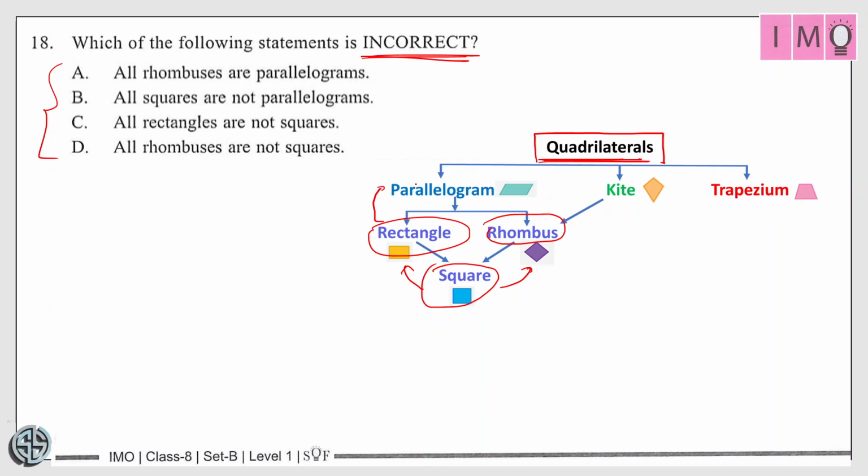You can write all parallelograms are quadrilaterals. Why? Because parallelogram is coming below the quadrilateral. So this is our trick, and with the help of that, we will try to solve the questions.